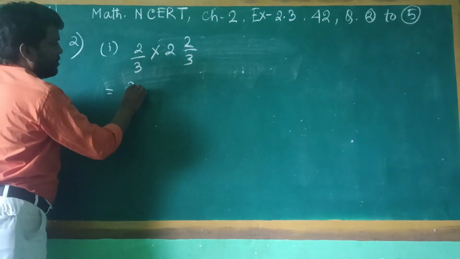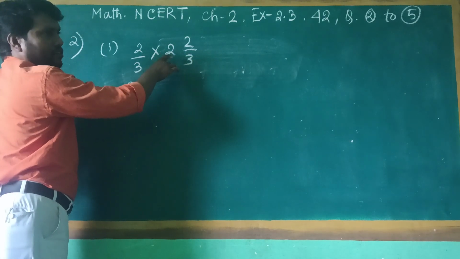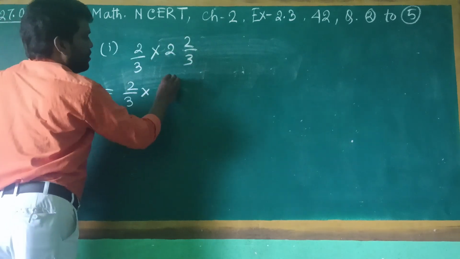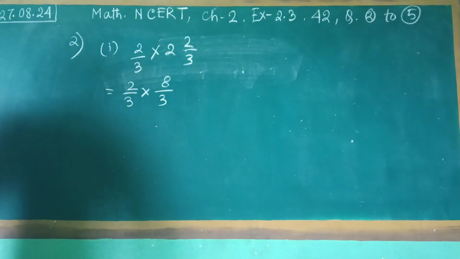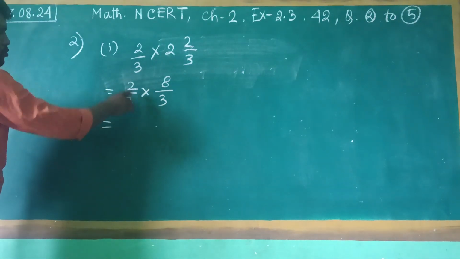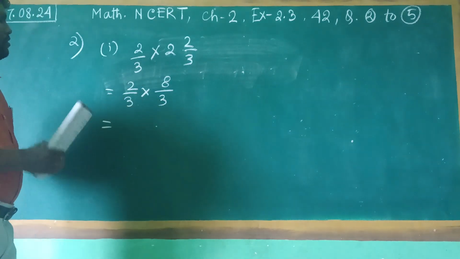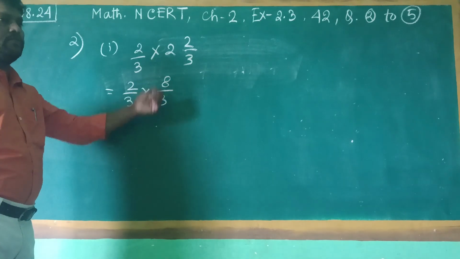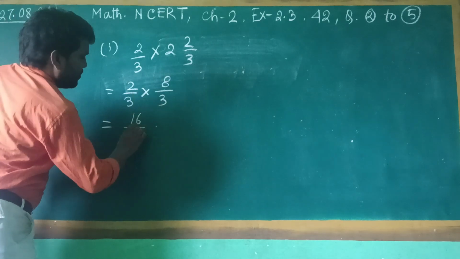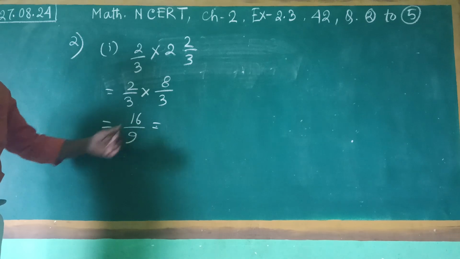So at first, you will convert the mixed fraction into an improper fraction. What is the procedure? Whole number into denominator plus numerator. So 2 threes are 6, plus 2, 8 divided by 3. Look very carefully: 2/3 and 8 divided by 3. No common factors are there between numerator and denominator. So just multiply, 2 into 8 is 16 divided by 9. You can change it into a mixed fraction.